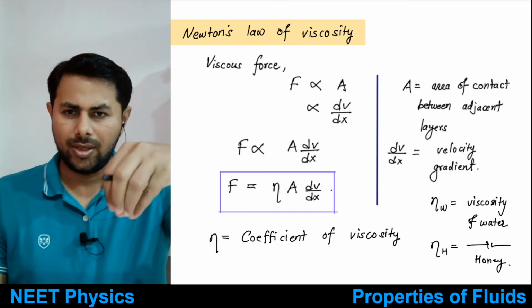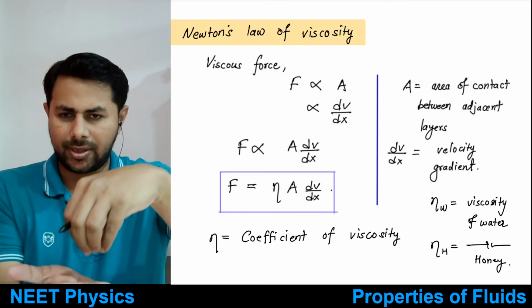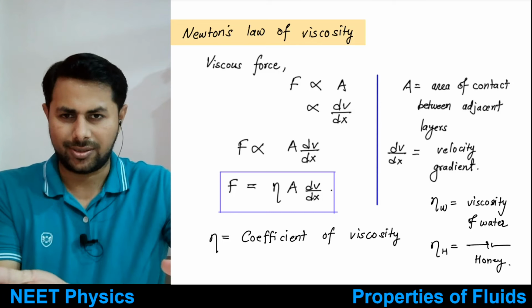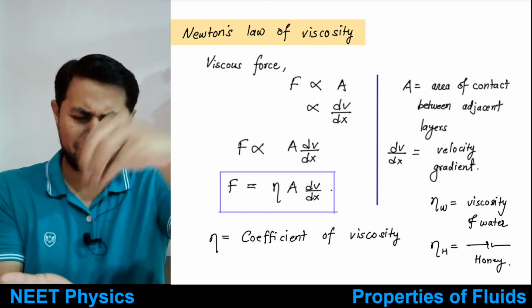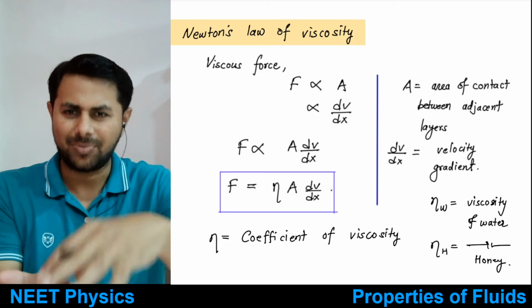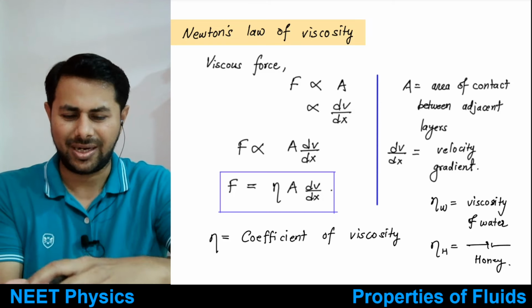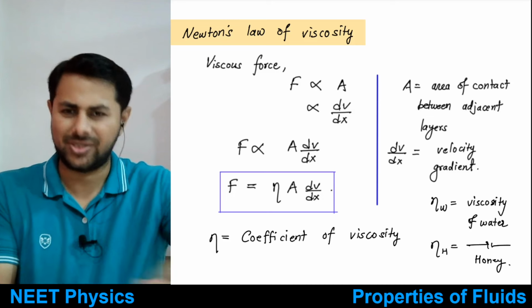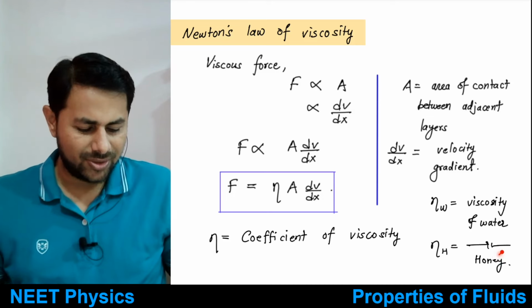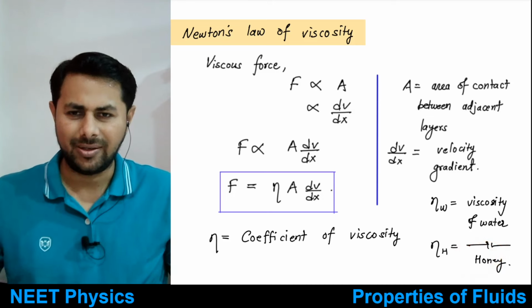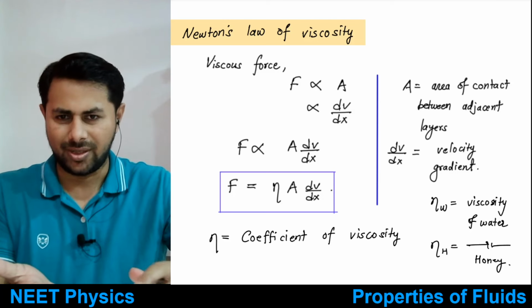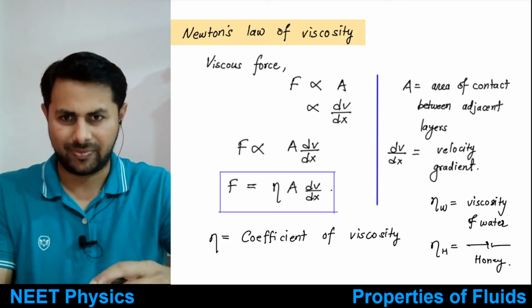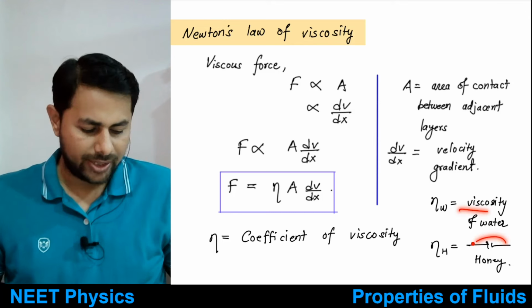Suppose you pour some water on a table, it spreads faster compared to honey. Suppose you pour some honey, it will take a lot of time to spread, and it won't even spread up to a much larger distance. So honey takes longer time. Why? Because there is less internal motion between the different layers of honey compared to water. So honey is more viscous.